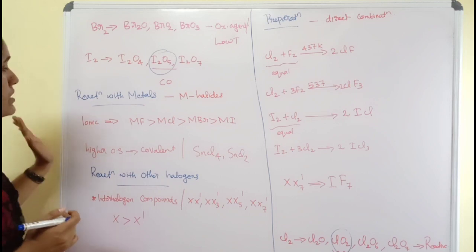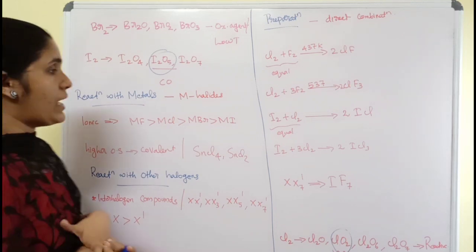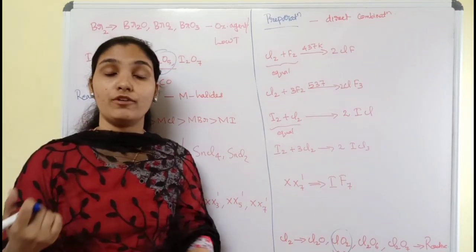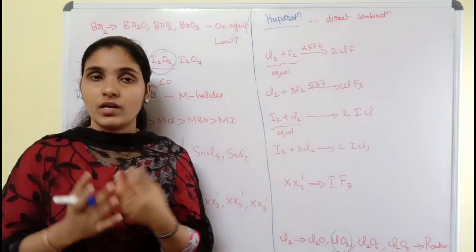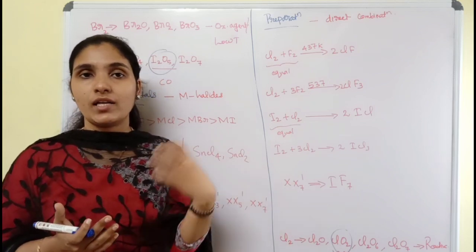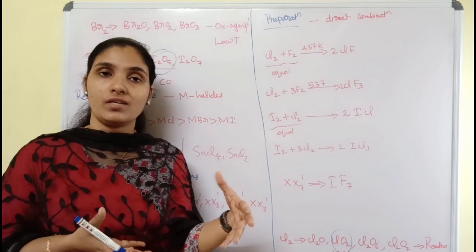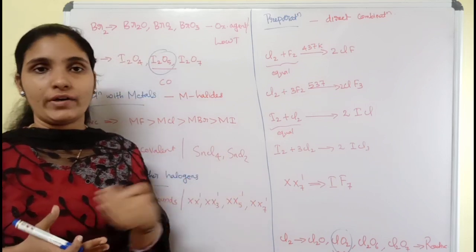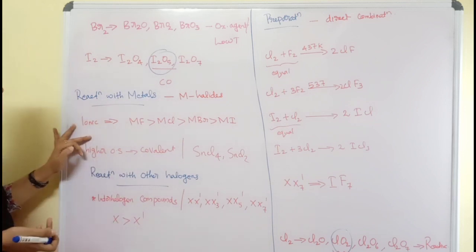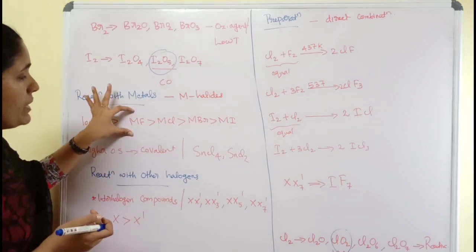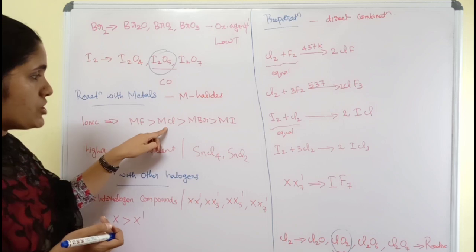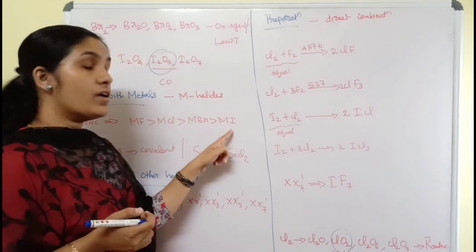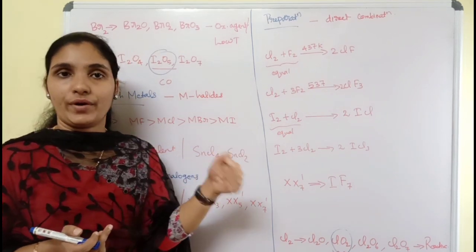Okay. And next, reaction with metals. So halogens will combine with metals and form metal halides. And when a metal attaches, we know that it will exhibit ionic character. And what about the order of ionic character? The ionic character follows this order: metal fluoride greater than metal chloride, then metal bromide, and finally metal iodide.